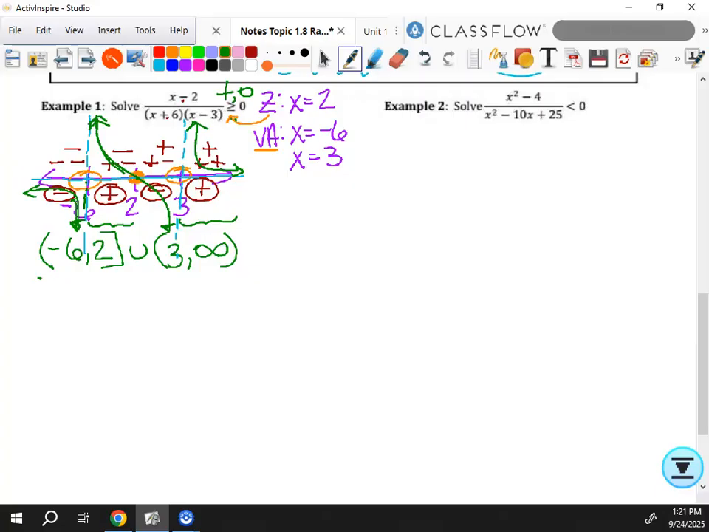On 2, I'm going to have to start by factoring. So I'm going to factor the numerator, x plus 2 times x minus 2, over, and then this will be x and x. The signs are the same. They'll have to both be negative, -5, -5, and that's supposed to be less than 0.